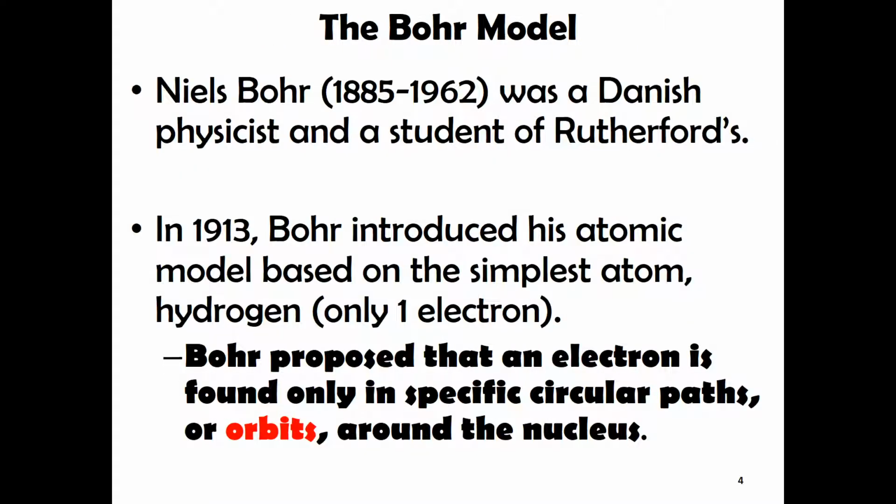So the Bohr model, introduced by Niels Bohr. Most of all this work is just done on hydrogen because it's extremely advanced and difficult to work on higher atoms. But for hydrogen, he proposed that an electron is found only in specific circular paths or orbits. Again, the Bohr model is wrong. They don't actually orbit, but we still call them orbits.